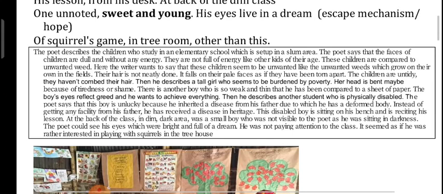At the back of the class, in a dim, dark area, was a small boy who was not visible to the poet as he was sitting in darkness. The poet could see his eyes, which were bright and full of dreams. He was not paying attention to the class. It seemed as if he was rather interested in playing with squirrels in the tree house.